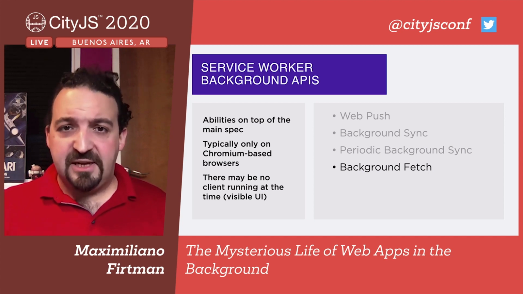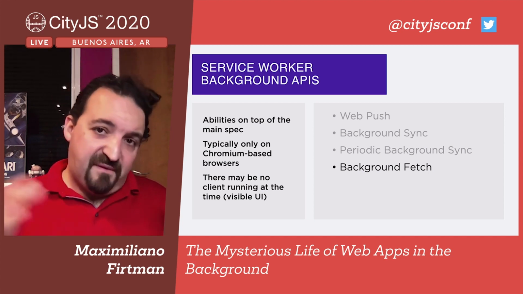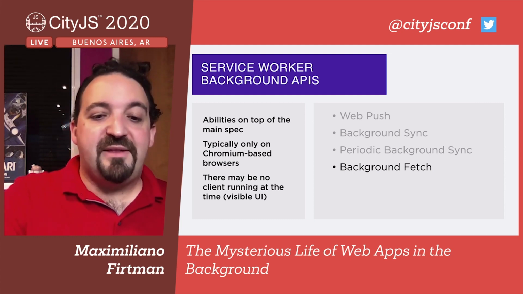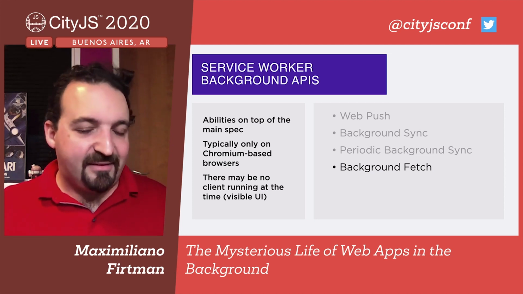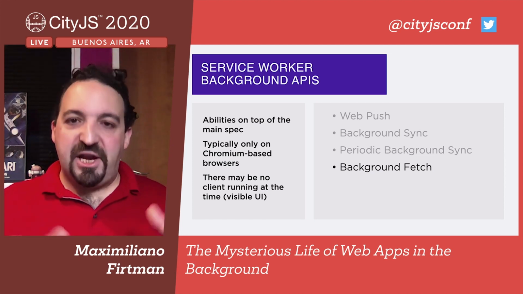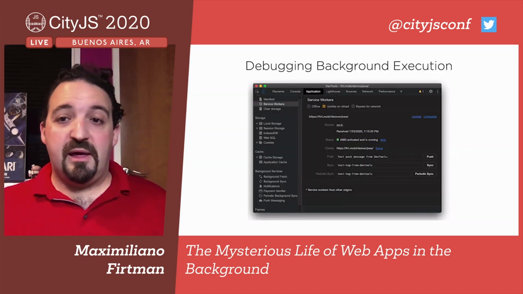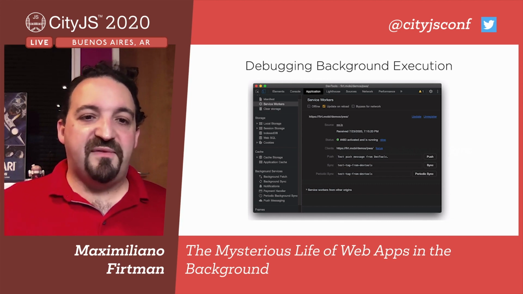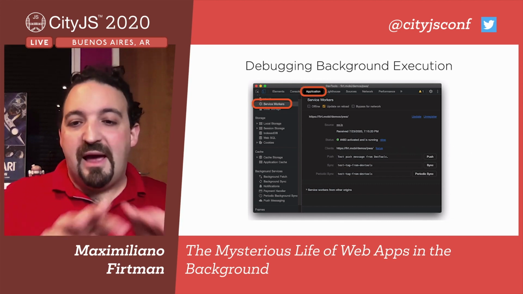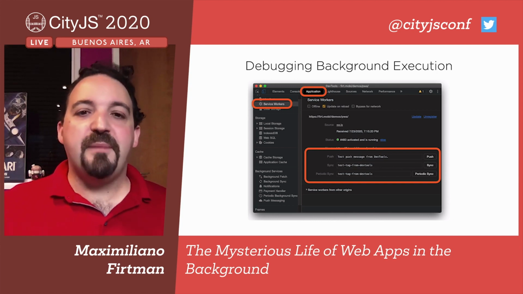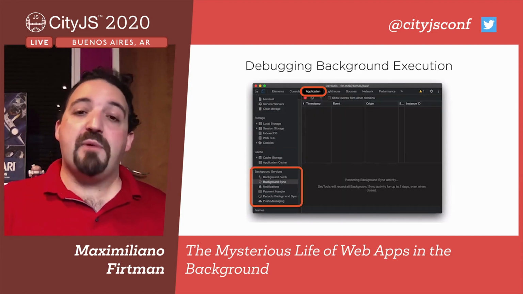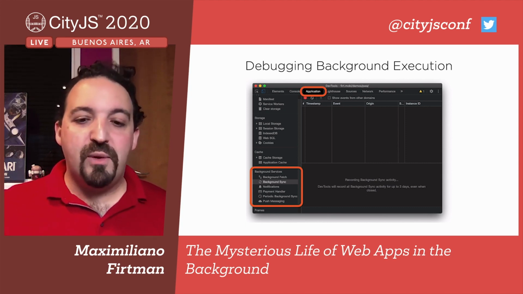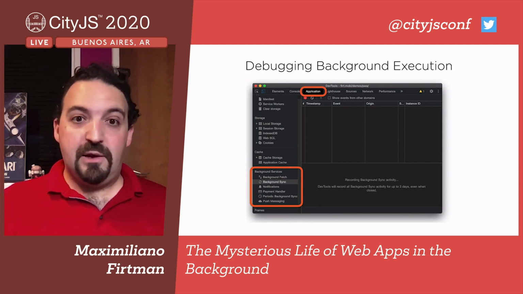And finally, background fetch that will let you download files, big files, when the user is not actually using your web app. So these are the ways that we have today to actually bypass these limitations when we are in the background. And if you're using a Chromium-based browser, you can go to DevTools. Within Application, you will find on the service worker side a whole section to test these APIs. And also within Application, Background Services, you can actually record and see what's going on in the background with your web app or your PWA.